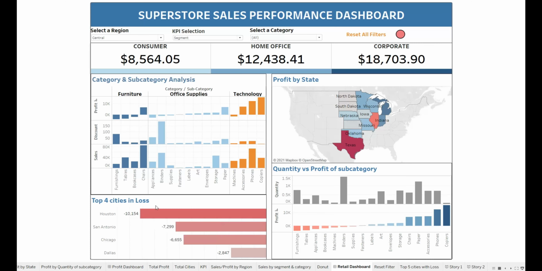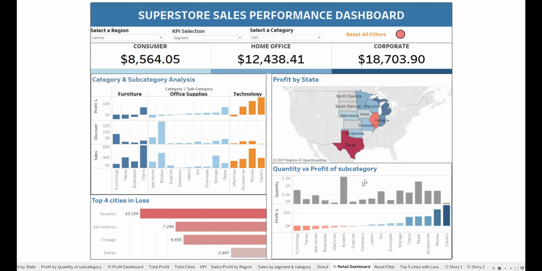Now let us move to the third element, which is the top four cities in loss. Here you can see that the topmost city with loss is Houston. So, as a business manager, I would mostly focus on these four cities to find out the weak areas and to gain profit. The last element is quantity versus profit of subcategory.